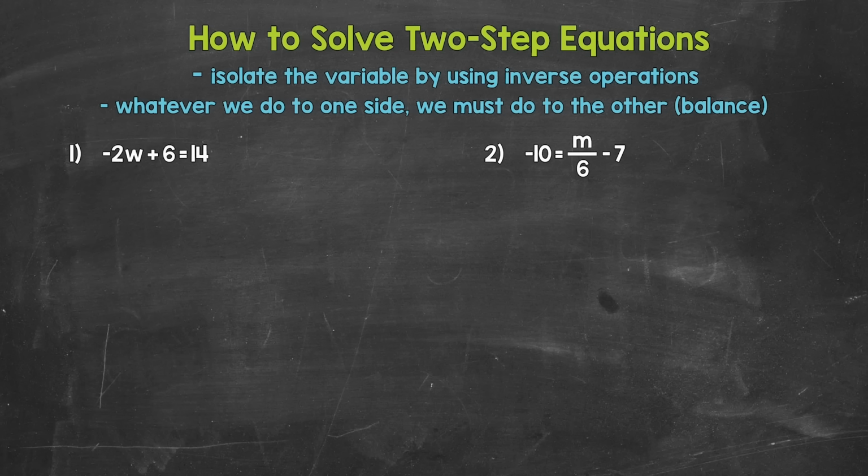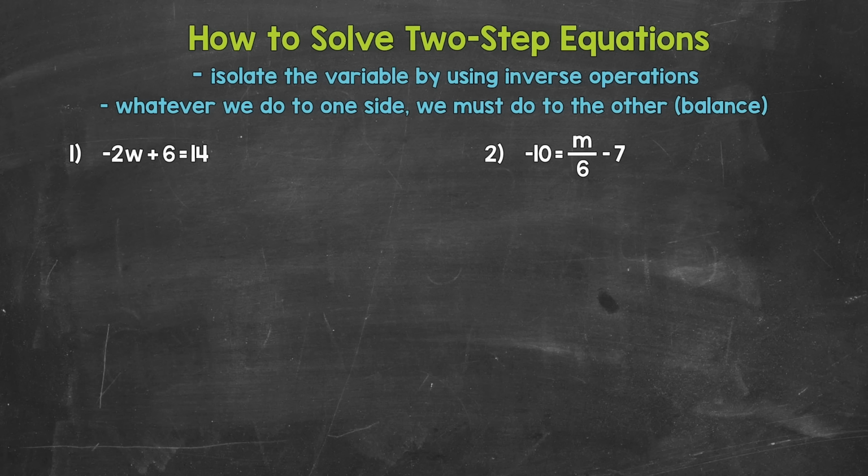Here are our examples involving negatives. Let's jump into number 1, where we have negative 2w plus 6 equals 14. So negative 2 times what plus 6 equals 14. We need to isolate that variable of w by using inverse operations, and we will go in the reverse order of operations. So we need to undo the addition first.